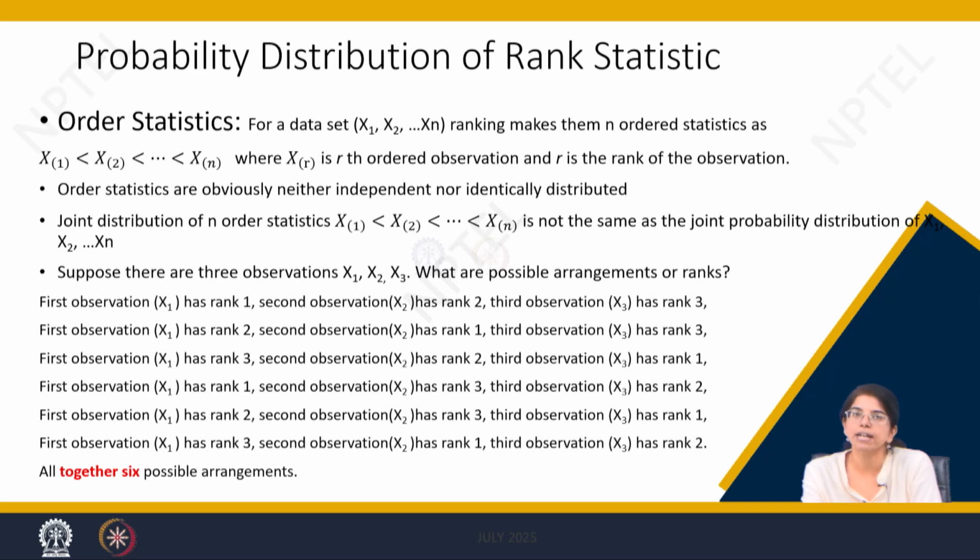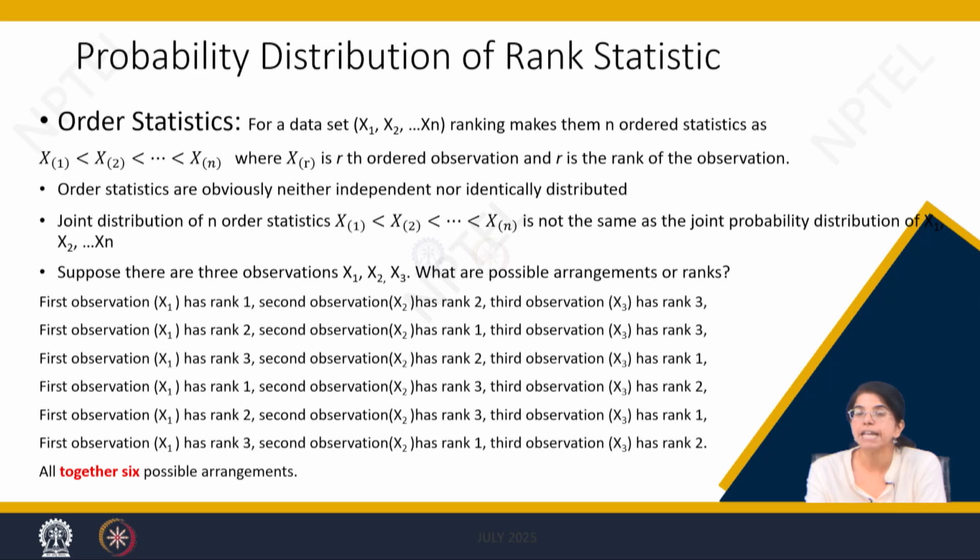Okay, let us have a quick and particular example. Suppose there are 3 observations, very easy, x1, x2, x3. What are the possible arrangements, or what are the possible ranks one can think of? The first observation might have rank 1, the second observation has rank 2, and the third observation has rank 3. Similarly, the first observation might be bigger than the second observation. In that case, the second observation has rank 1, and the third observation has rank 3.